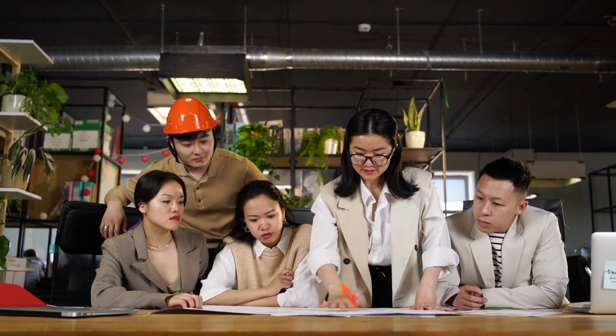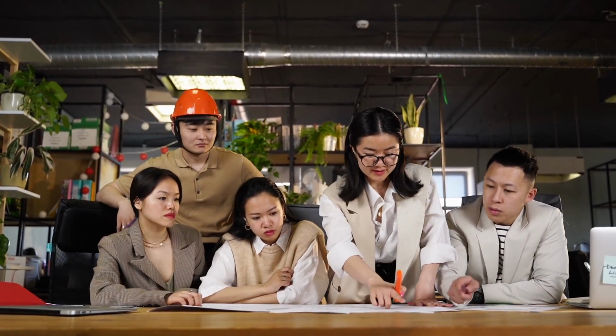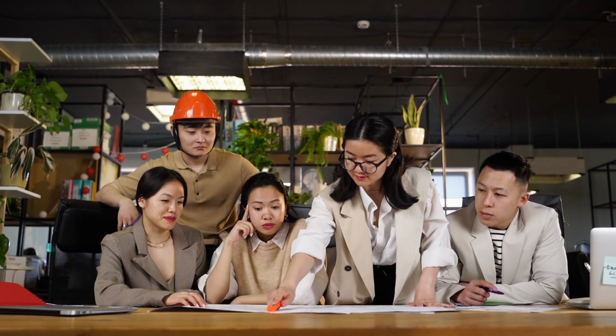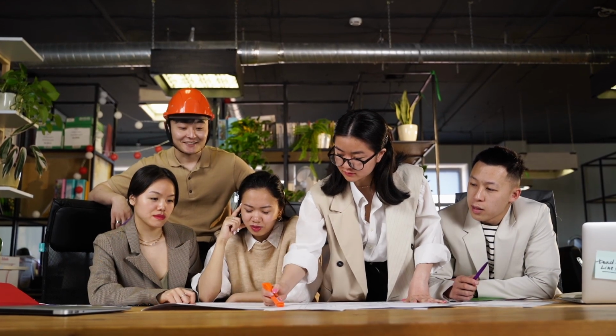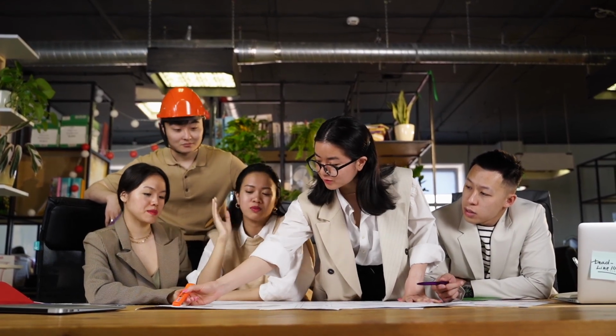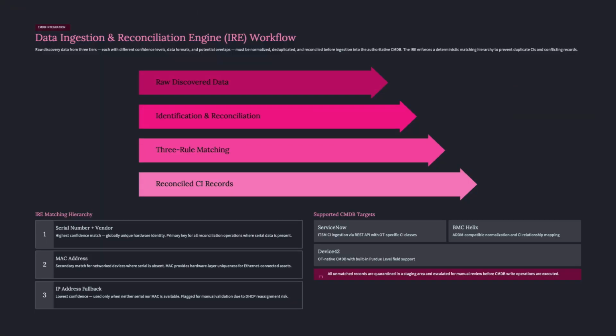Raw discovery data from passive appliances or CSV audits must never be dumped directly into production databases. It must pass through an identification and reconciliation engine. The IRE normalizes vendor strings and enforces string-matching rules to prevent duplicate records.